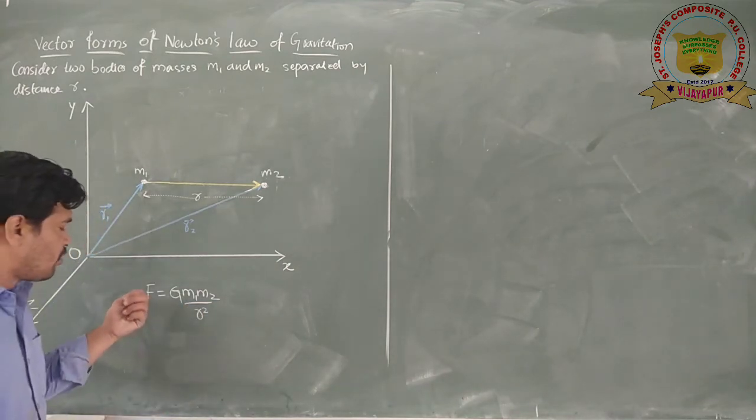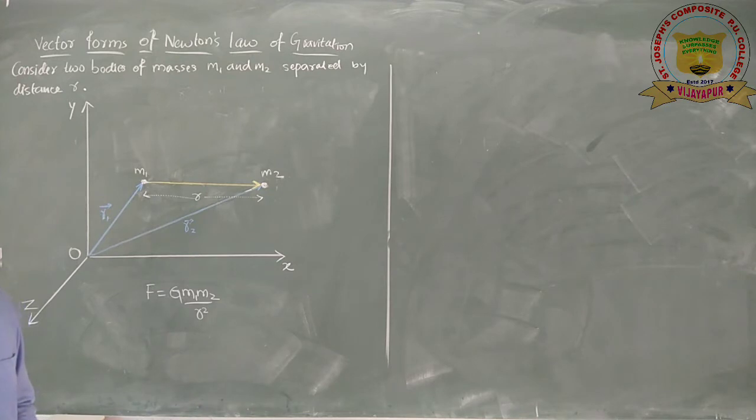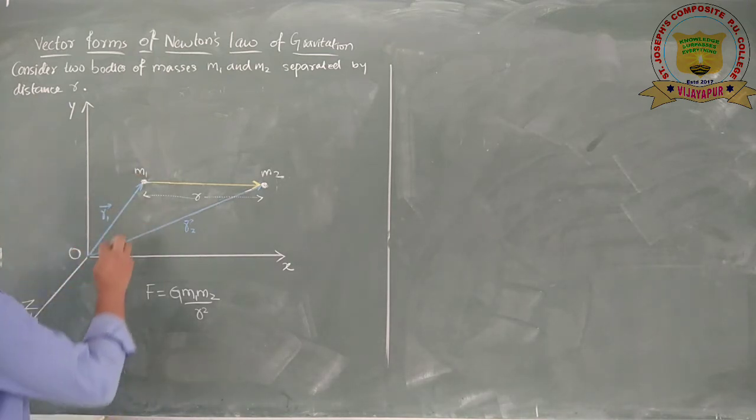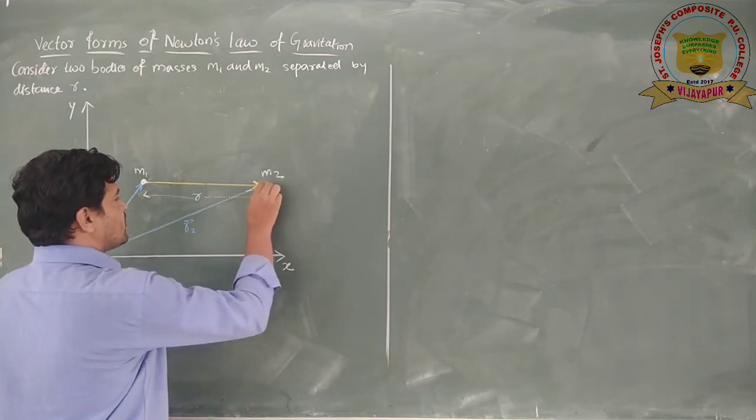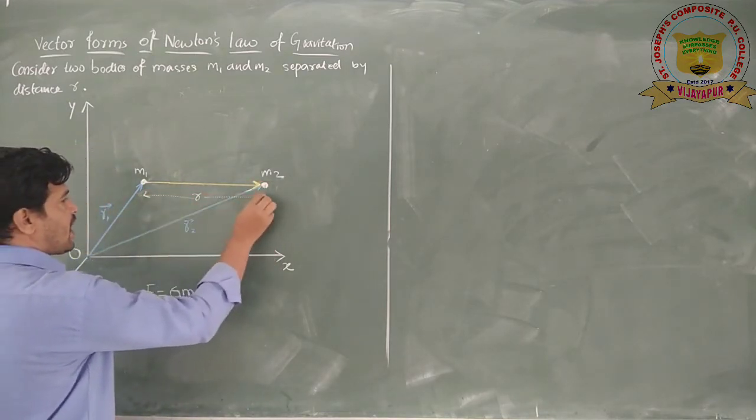But you know that force is a vector quantity. That means along with its magnitude it has direction, and that's why we have to write the vector form of Newton's law of gravitation. To do that, first let us consider two bodies of masses m1 and m2 separated by a distance r. So there are two bodies here, m1 and m2, separated by the distance r.